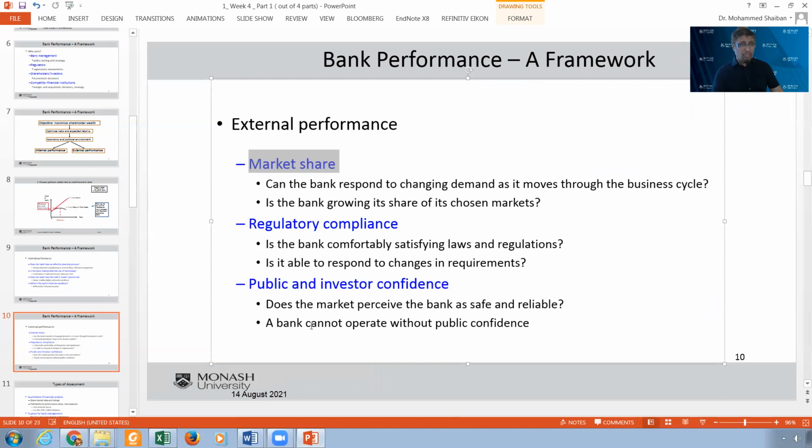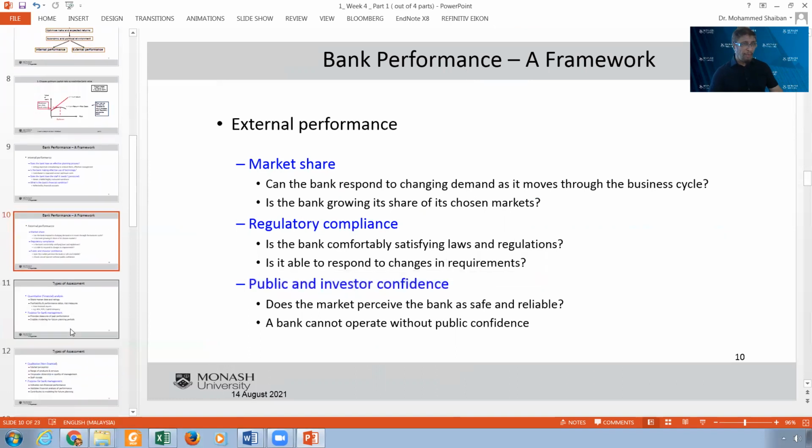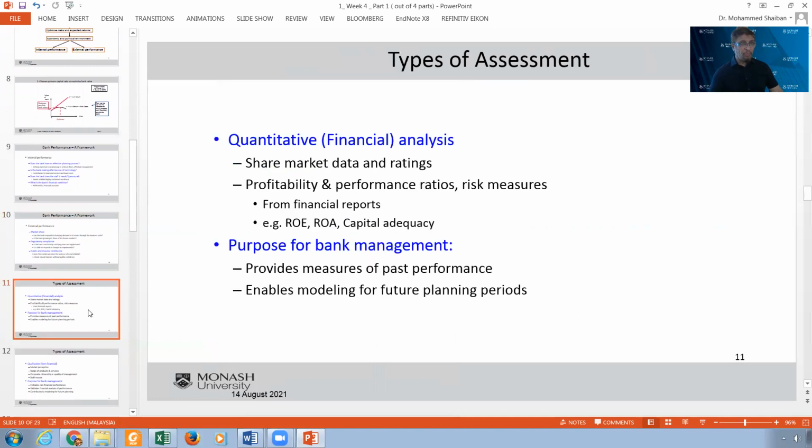And the most important thing is the confidence. As I told you, we are operating in something called a trust economy. So we want to see how we are doing and how others are looking at us, because it is very easy, if our image goes down in front of the regulators or the public, for every depositor to come and withdraw their money, and nobody will come and take loans from us. So this is also the external performance. So now we are talking about internal and external within this framework.